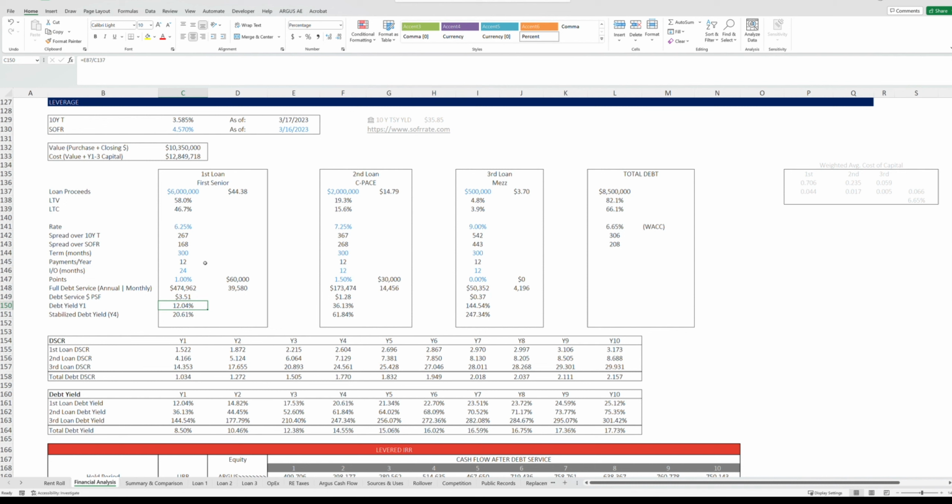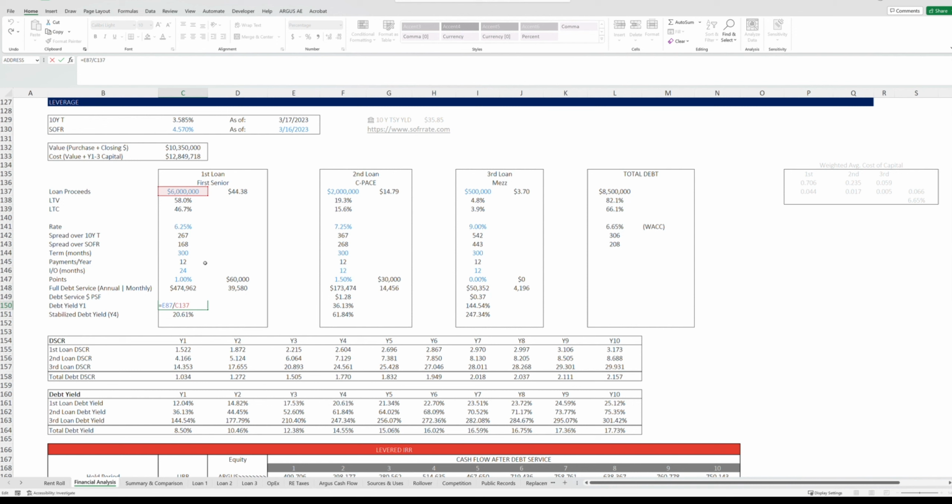And the debt yield is simply the NOI divided by the loan proceeds. So you take, again, your net operating income divided by the loan amount. Instead of net operating income divided by the purchase price, which would be the cap rate, this is NOI divided by the loan amount, which is your debt yield.